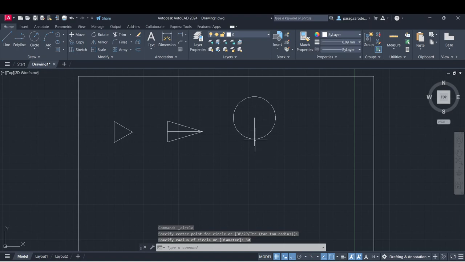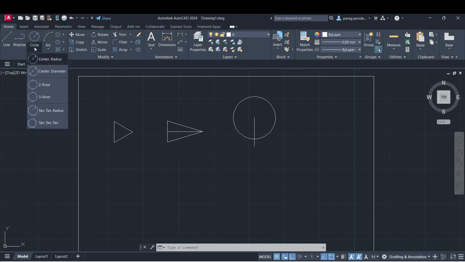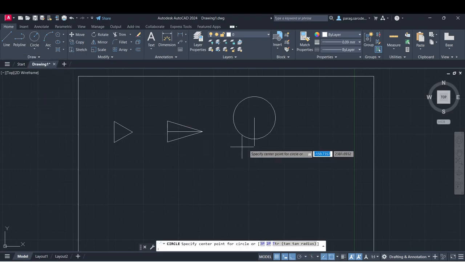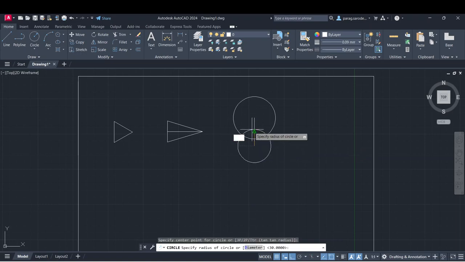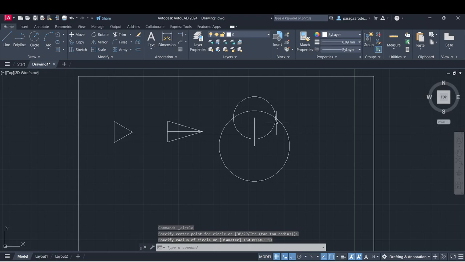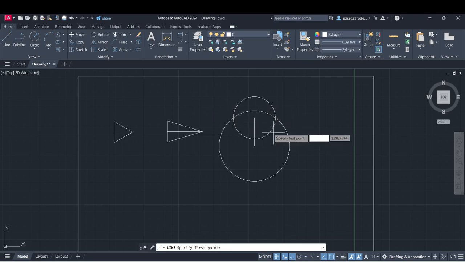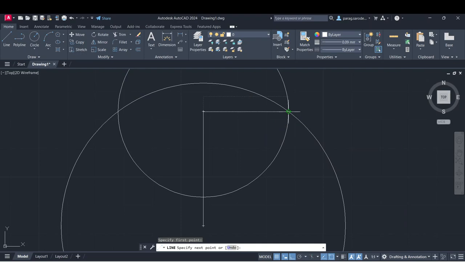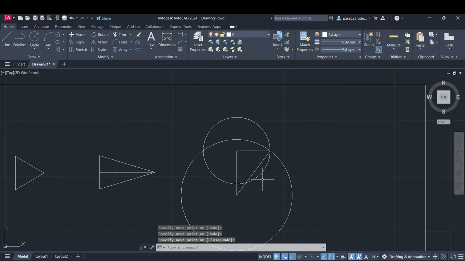Then on this edge I will be able to intersect another circle, starting with this other point as a center. So here I will take a radius of 50, enter. Right, so this is the point of intersection where I will be joining the points. You might have to zoom in on this. In this way, I am getting a triangle.